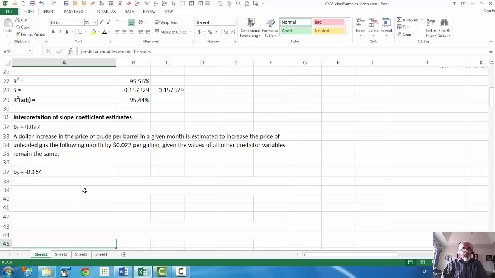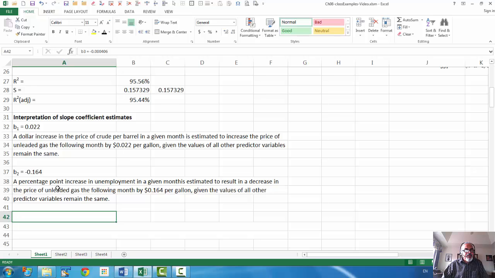$0.164 the following month. So a percentage point increase in the unemployment rate in a given month is estimated to result in a decrease in the price of unleaded gasoline in the following month by that amount per gallon. And again, there is a very important caveat that you should add every time you do the interpretation: given the values of all other predictor variables remaining the same.